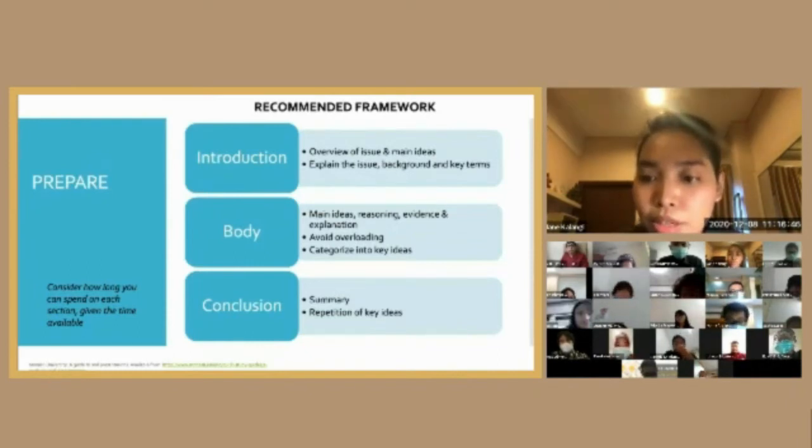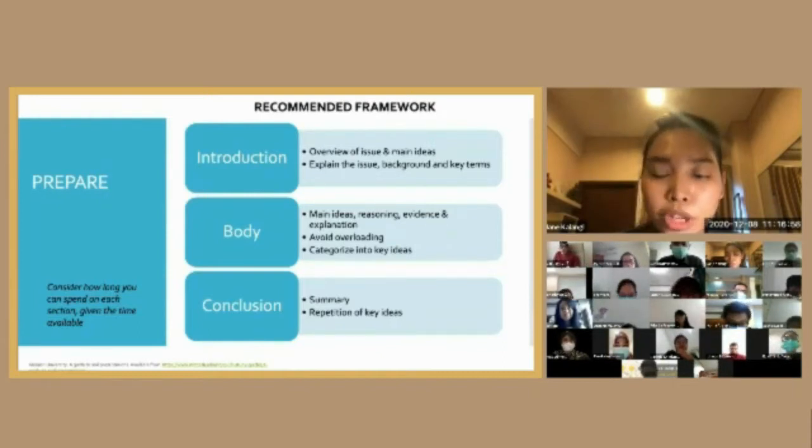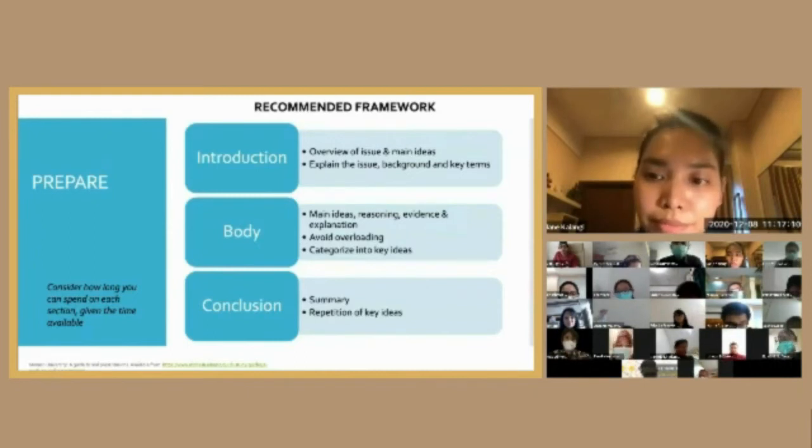And the last part is the conclusion. It's where you sum up all the information, and here you can also include some take-home messages for the audiences on what you wish your audiences to remember. Please set a time for each section so that you won't extend beyond the time limit. Next.